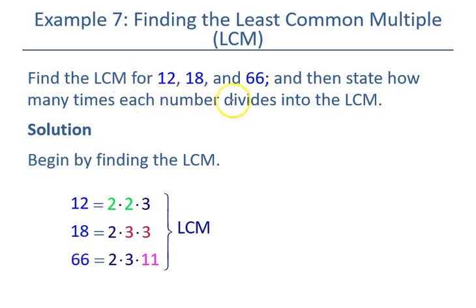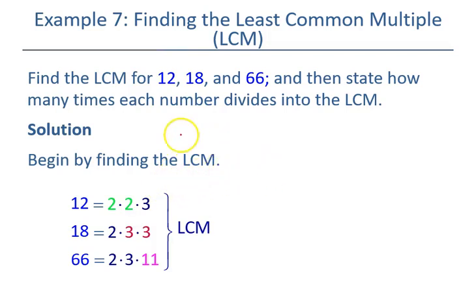Okay, find the LCM for 12, 18, and 66. Then state how many times each number divides into the LCM. Okay, notice we've already got the prime factorizations here. We've got 2 times 2 times 3, 2 times 3 times 3, and 2 times 3 times 11. So for our LCM, notice we have to look for the largest number of each prime factor.